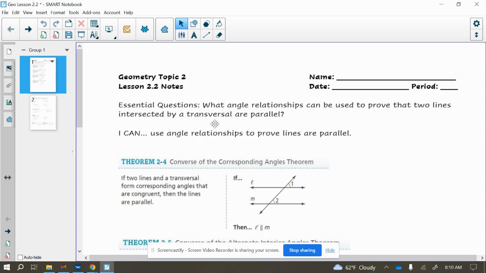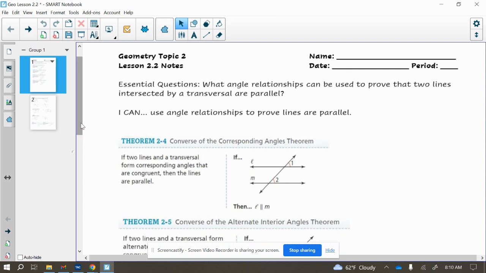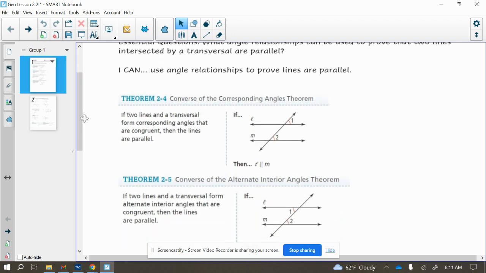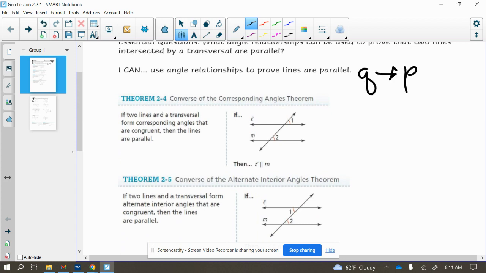Today we are going to talk about the converse of our theorems and how we can prove lines are actually parallel and not be given that they're parallel. So far what we have talked about is, hey, if I have these parallel lines, then this happens. Well, what if we are trying to prove that the lines are parallel? That's where the converse comes in. Reminder, the converse is when we go from being if P then Q to if Q then P.